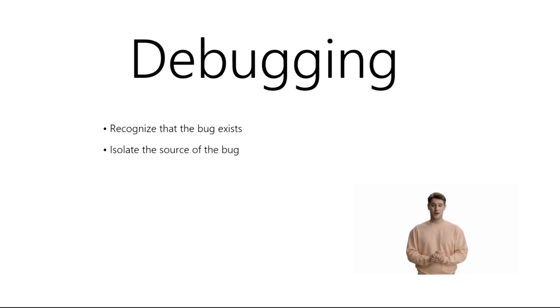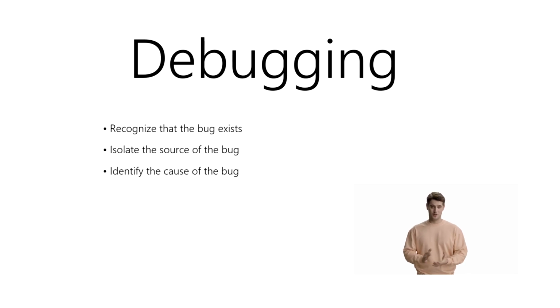Isolate the source of the bug. Once you know that there is a bug, find it. If you have an error message, like in JavaScript, the message itself will tell you where the bug is, which will simplify this process. But if there is no error message, like in HTML, then you have to find the bug yourself.